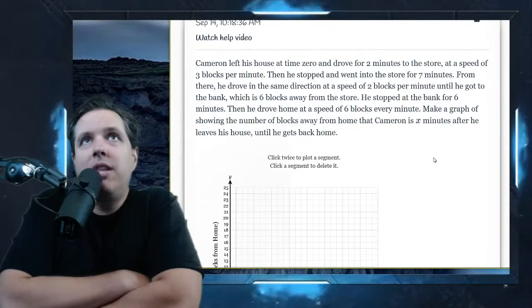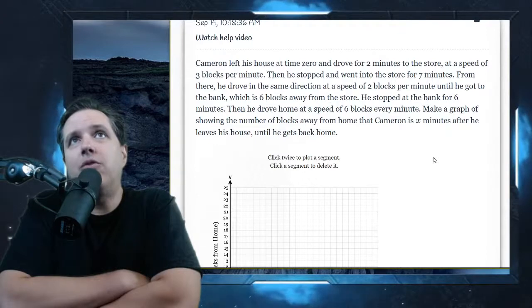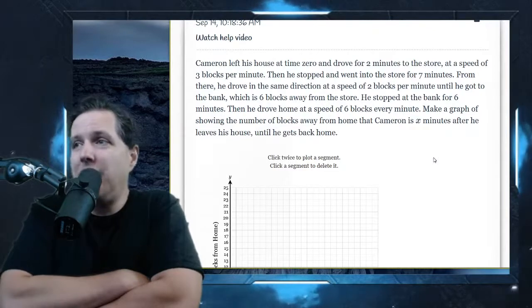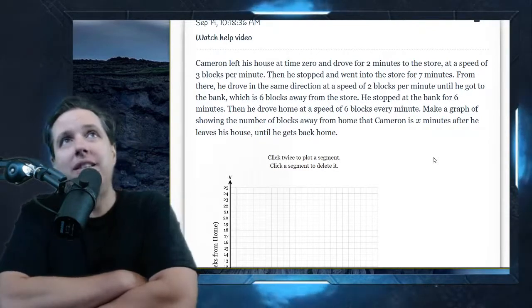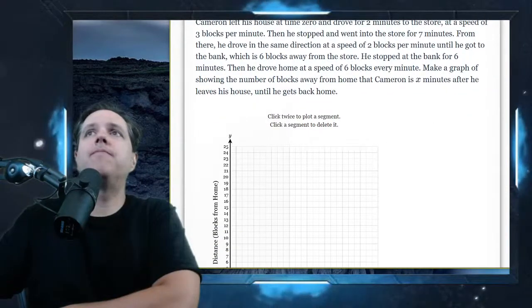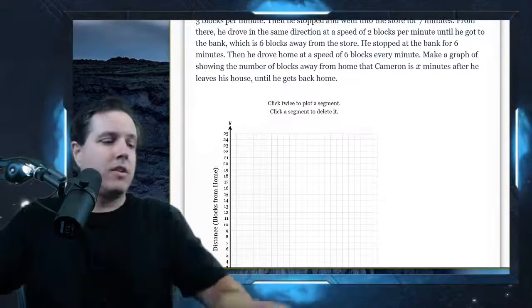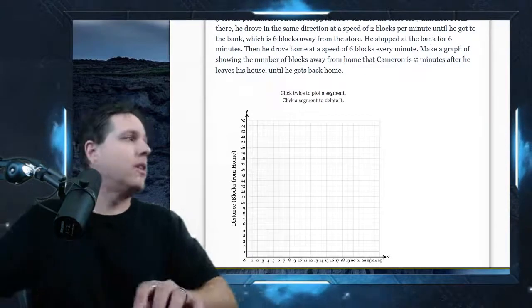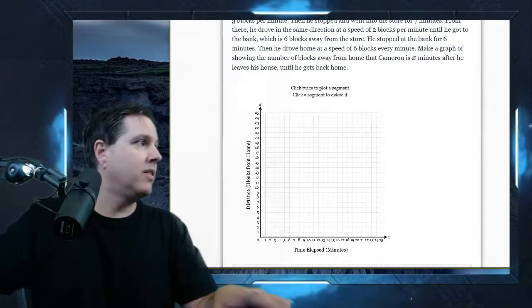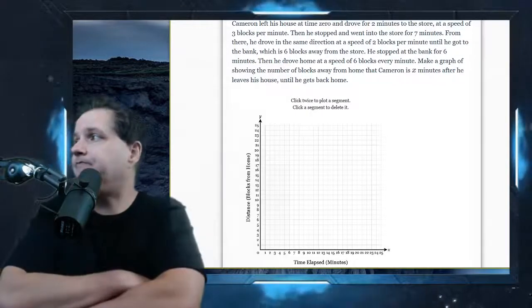Okay, Cameron left his house at time 0 and drove for 2 minutes to the store at a speed of 3 blocks per minute. All right, that's one sentence, and there's already a bunch of information. There's like 3 different pieces of information in just that one sentence. Okay, so I wonder if I can make this a little smaller. Let's do this. I'm going to try to fit it all on there at once so we can see the whole thing. There we go. Okay, got it all there.